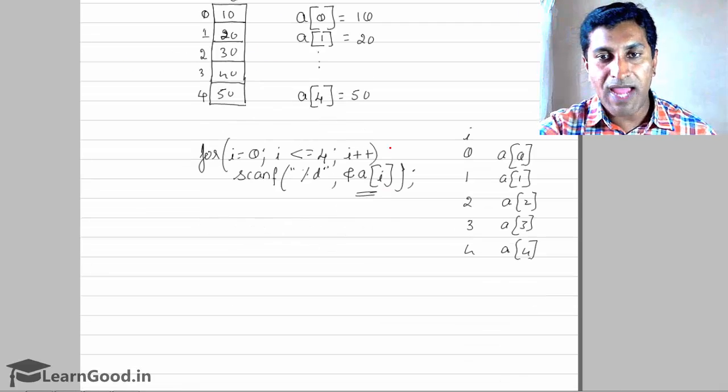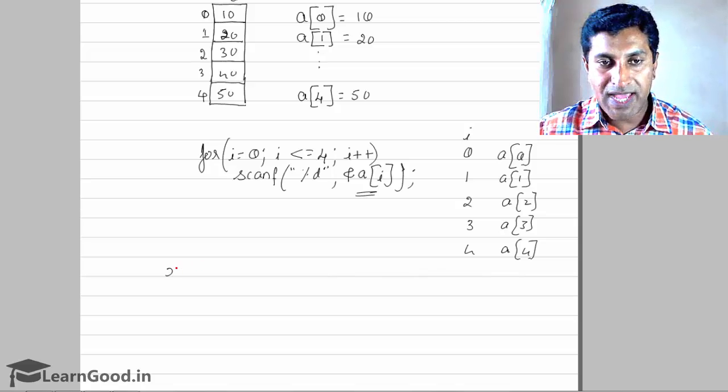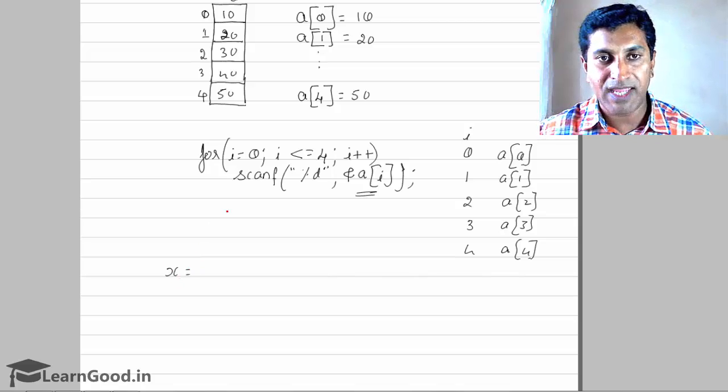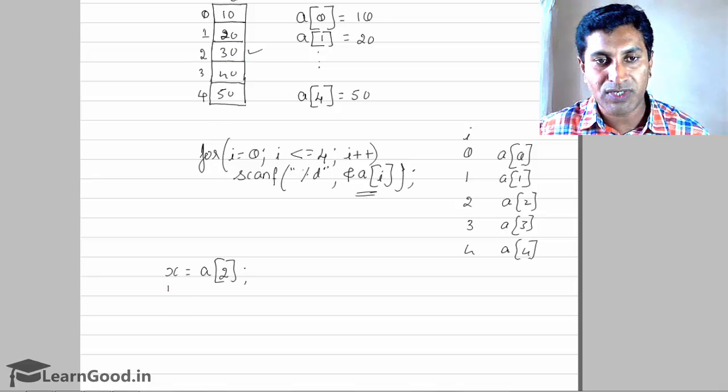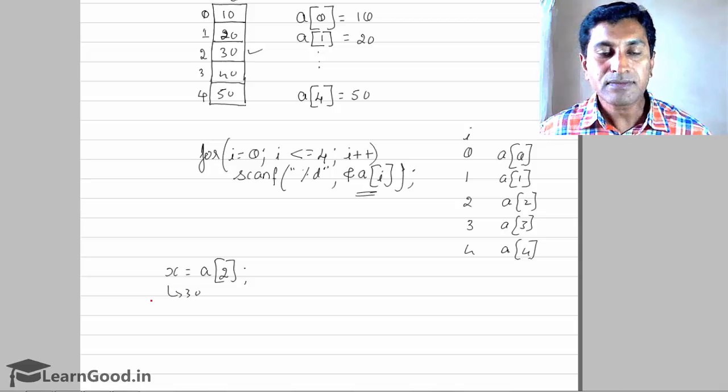Same way, if you want to access the data and store it into some variable, for example, x, where x should have the A of 2 location value. A of 2 location is nothing but 30. Then you can give x is equal to A of 2. That is, the A of 2 value is 30, and the 30 will be stored inside this x.